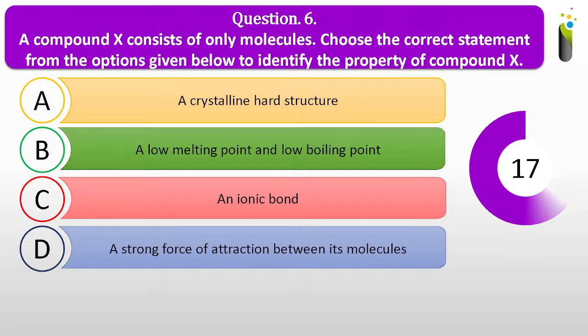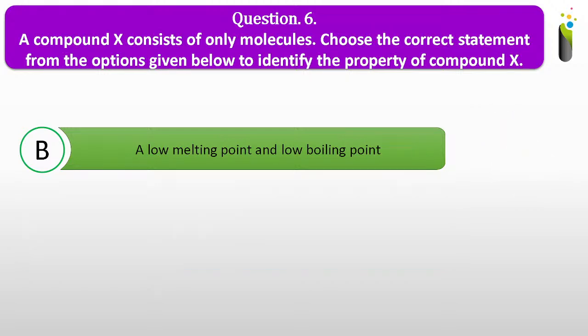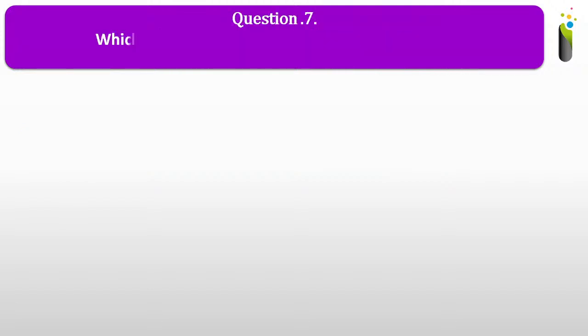So the answer, come on, think about question number 6. What should be the answer? A compound X consists of only molecules. So which is the correct statement from the options given? And the correct answer is B, that is a low melting point and a low boiling point. So Kavya, Kanak, Samana, Arushi, all your answers are correct. Going ahead to question number 7.